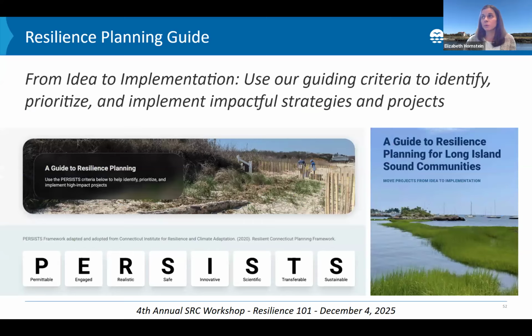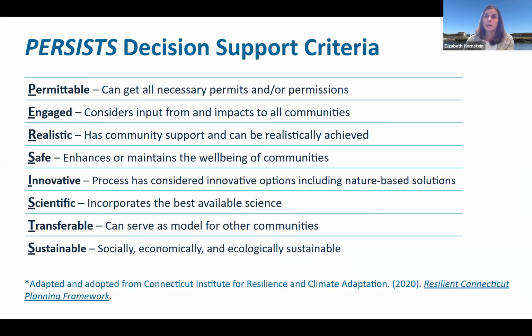Fortunately, to help you think through these various factors and identify appropriate and impactful strategies, we've developed a resilience planning guide. Our guide is available on our Resource Hub site and as a brochure. We utilize the PERSIST framework, which we adapted and adopted from the Connecticut Institute for Resilience and Climate Adaptation. And it includes 8 criteria to think through as you identify and develop strategies and projects.